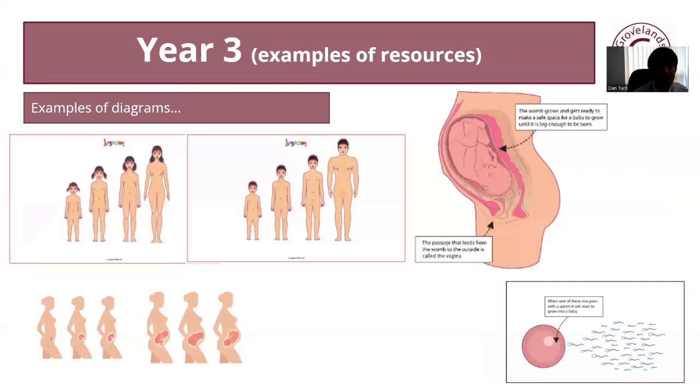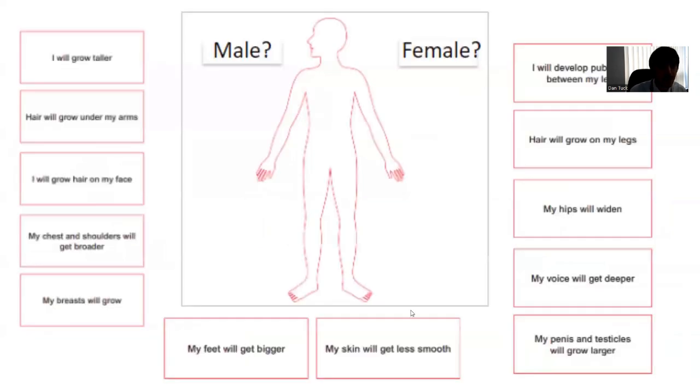Here are some of the diagrams that we use. So very simple pictorial representations of what we're talking about, showing how our bodies change as we grow, how the baby develops in the mother's uterus, and then some more specific cross sections of what's happening as the baby is developing, using the scientific vocabulary in the labels that go with the diagrams, which is really important. So they will know the correct words to use about these topics. Here's another example of a year three resource about how we change, what happens to our bodies, how that's different for boys and girls, what's the same, what's different.